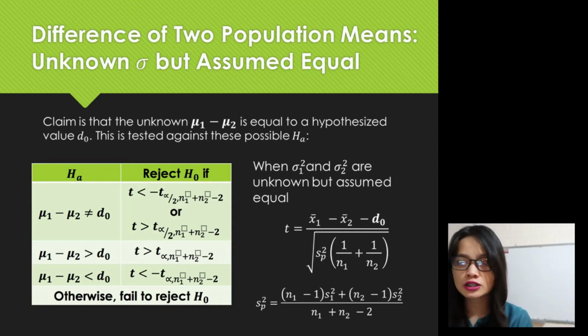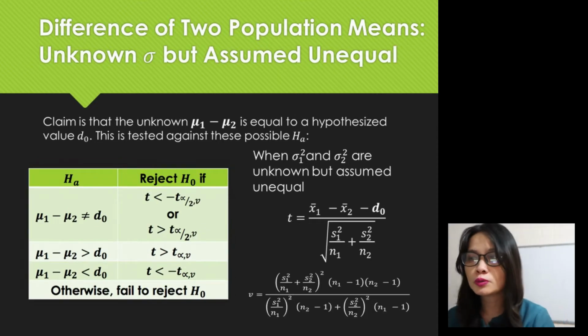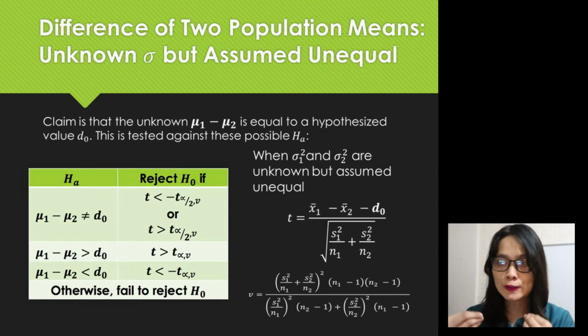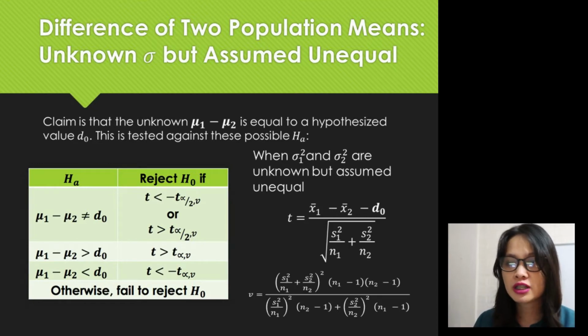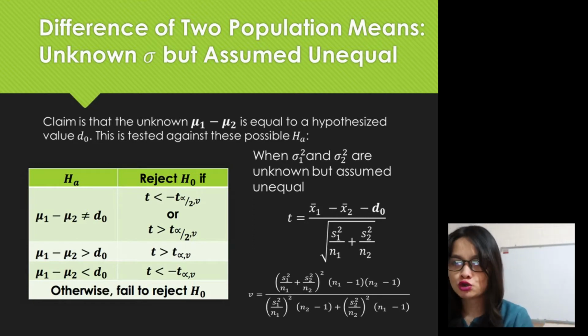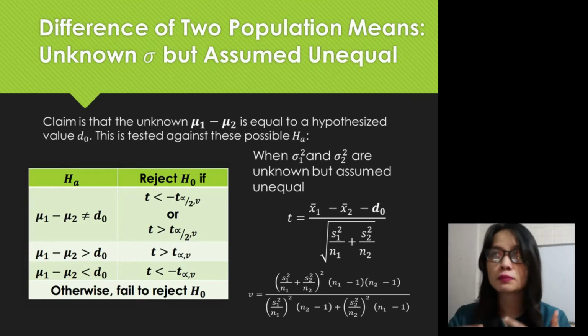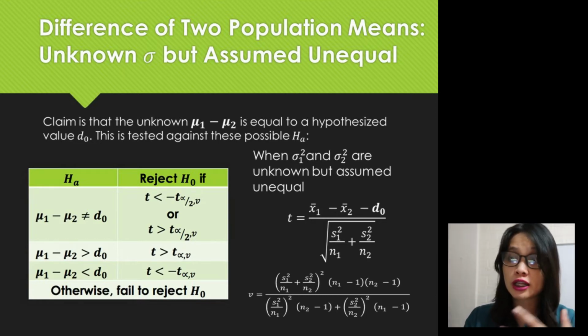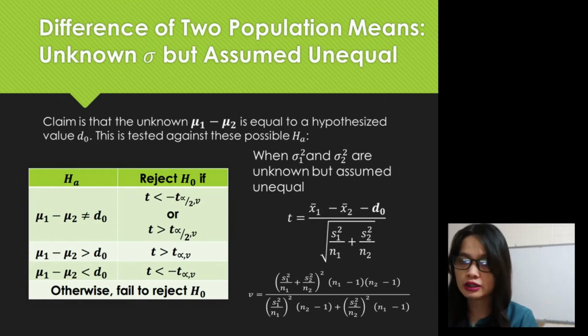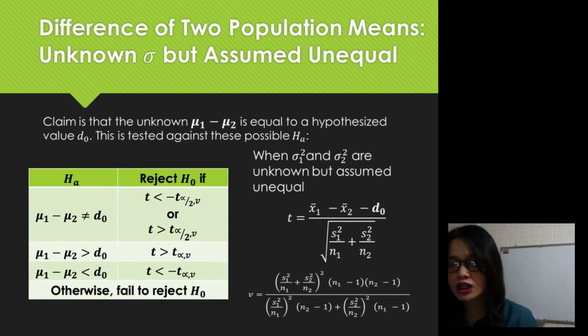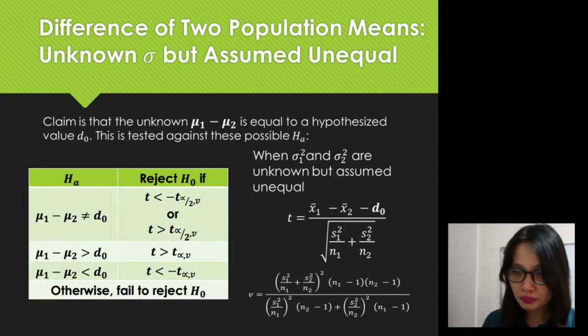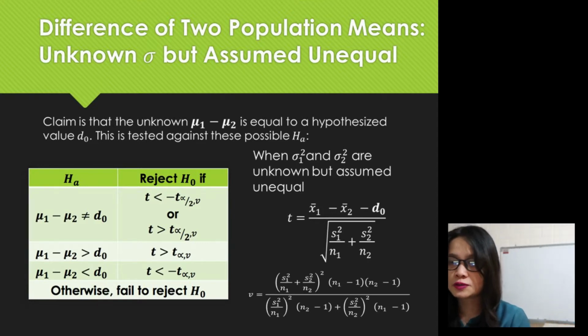Okay, then the last condition: difference of two population means, this time with unknown standard deviation of the population but assumed unequal. The standard deviation of the population is not given, but assumed unequal. So the claim is that mu sub 1 minus mu sub 2 is equal to the hypothesized value of d sub O. This is tested against the possible HA.